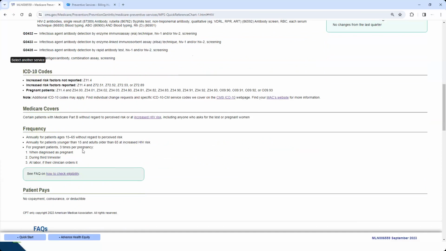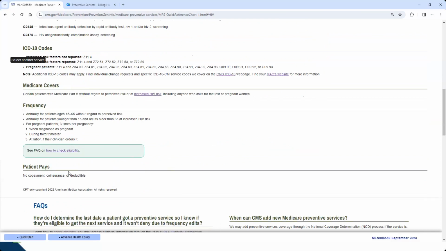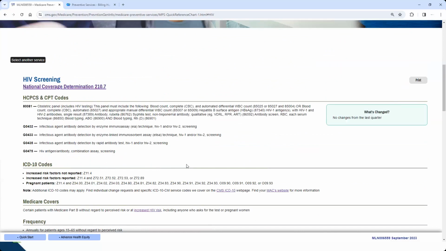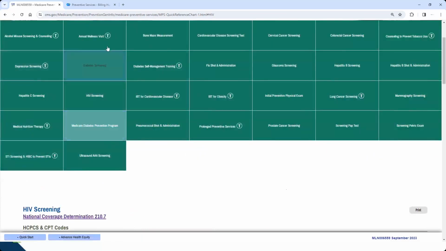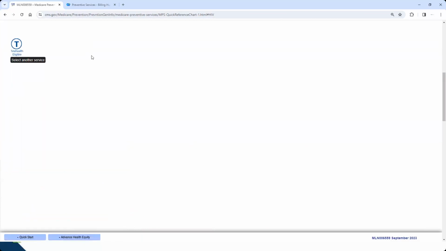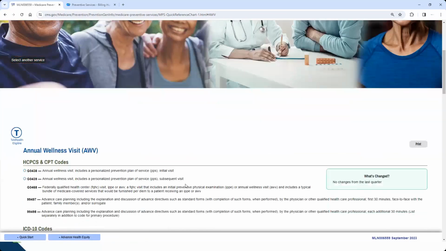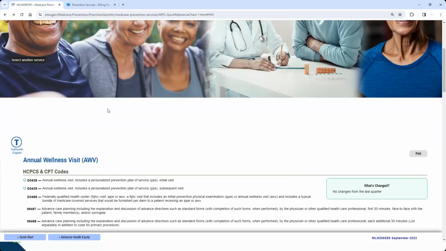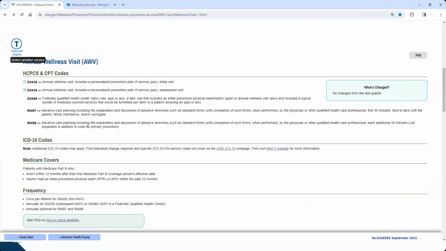It goes into the frequency, the payments, but it does have a lot of the annual wellness visits out here showing that it's telehealth eligible. It is really just a great tool to use. Let me go back.